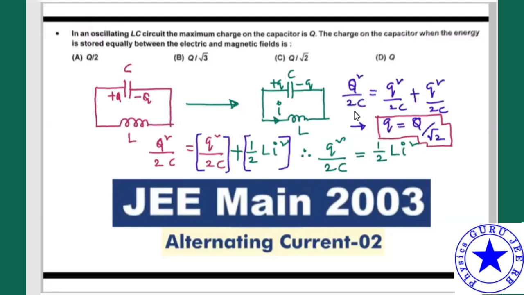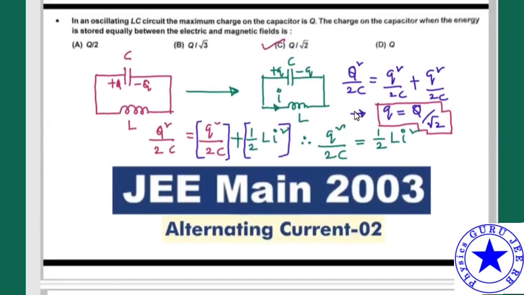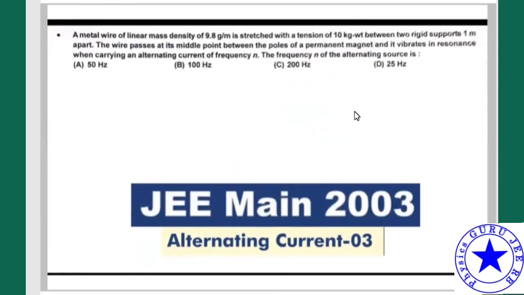Yes, understood this one. So what is the option? Your answer is C. Right. So next we'll move to the next question. Fine. So this is JEE 2003. Next, JEE 2003, alternating currents.